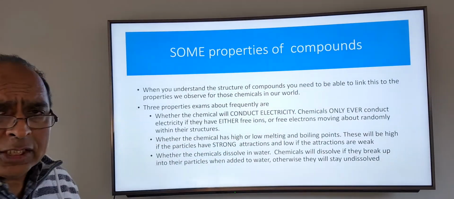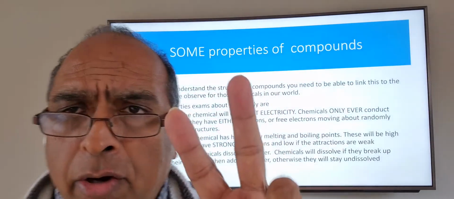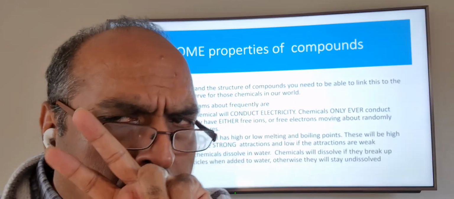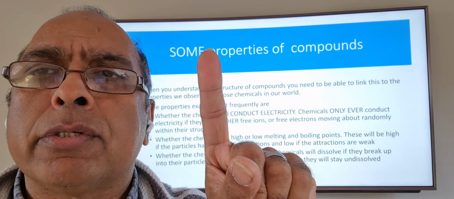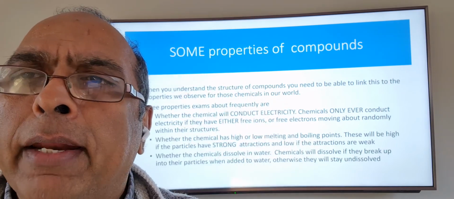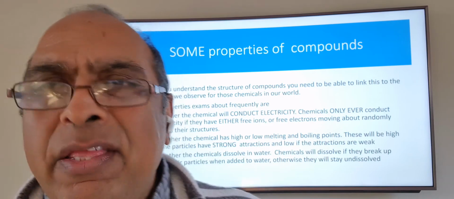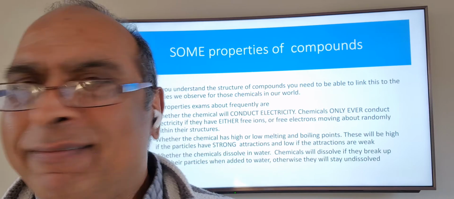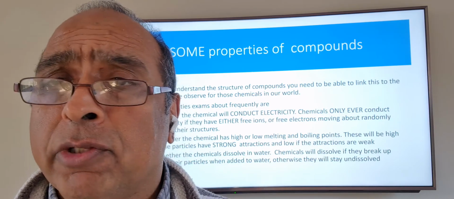So they ask about whether something's going to conduct electricity. Now, there are only 2 reasons why something conducts electricity. Reason 1, it's got in it free ions. Reason 2, it's got in it free electrons. So free electrons or free ions, either of those will conduct electricity. And if you don't have those, no conduction is possible.